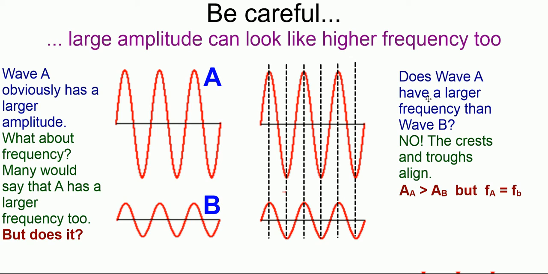Does wave A have a larger frequency than B? No. The crests and troughs align. So what happens here then is that the amplitude of A is larger than the amplitude of B. That's obvious, much larger. But the frequencies are the same. The large amplitude can fool you, so be careful.